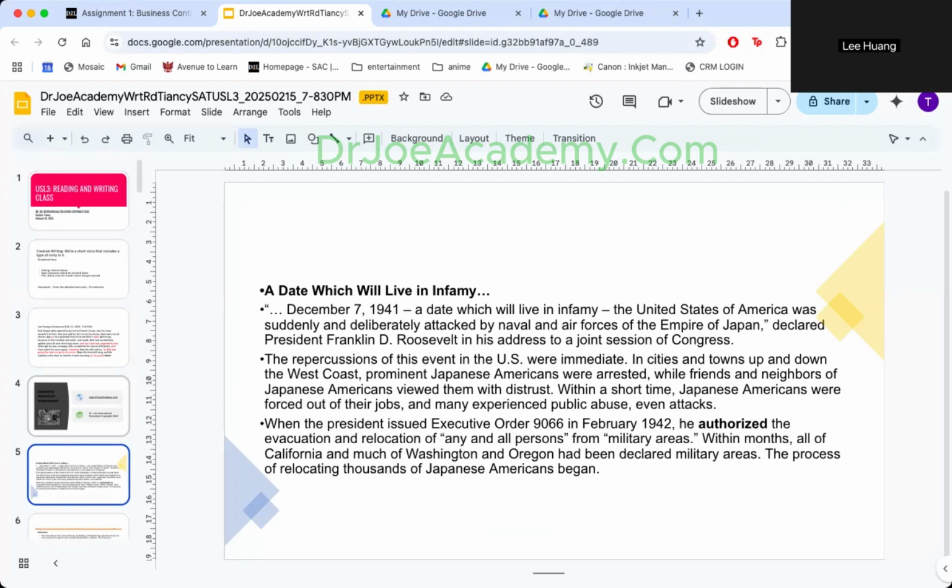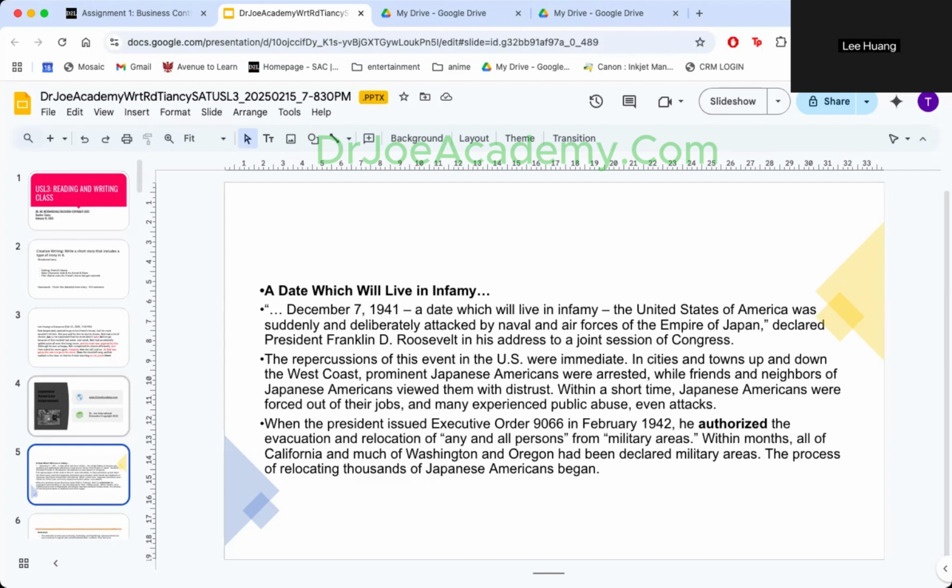A date which will live in infamy. December 7th, 1941, a date which will live in infamy. The United States of America was suddenly and deliberately attacked by naval and air forces of the Empire of Japan, declared President Franklin D. Roosevelt in his address to a joint session of the Congress.